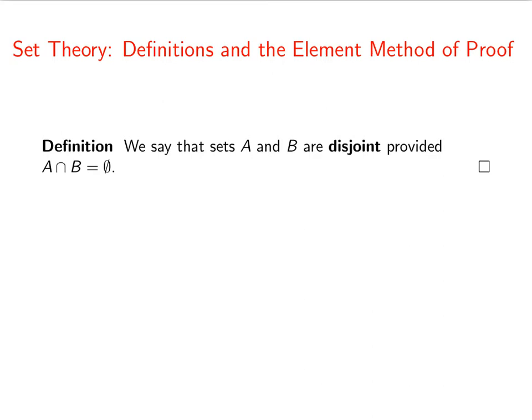Hello, discrete math fans. Let's give a few definitions. We're going to say that sets A and B are disjoint, provided that A intersect B is empty. That is to say, there's no overlap between the two sets.